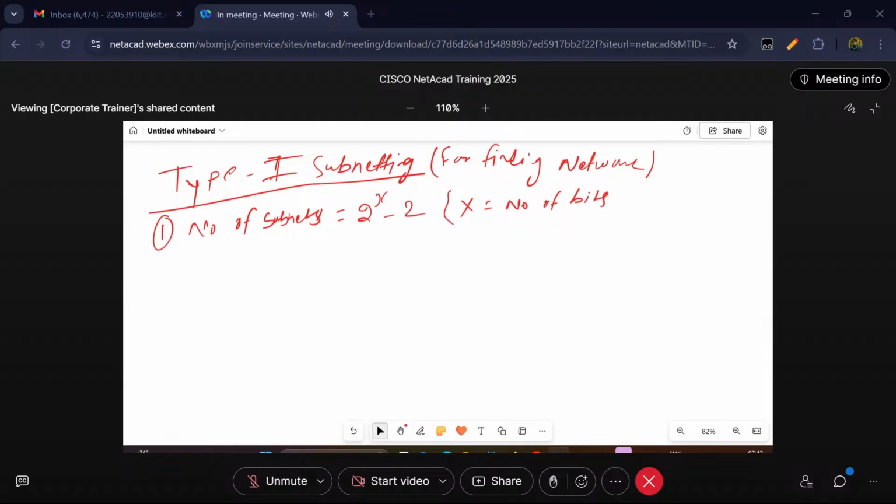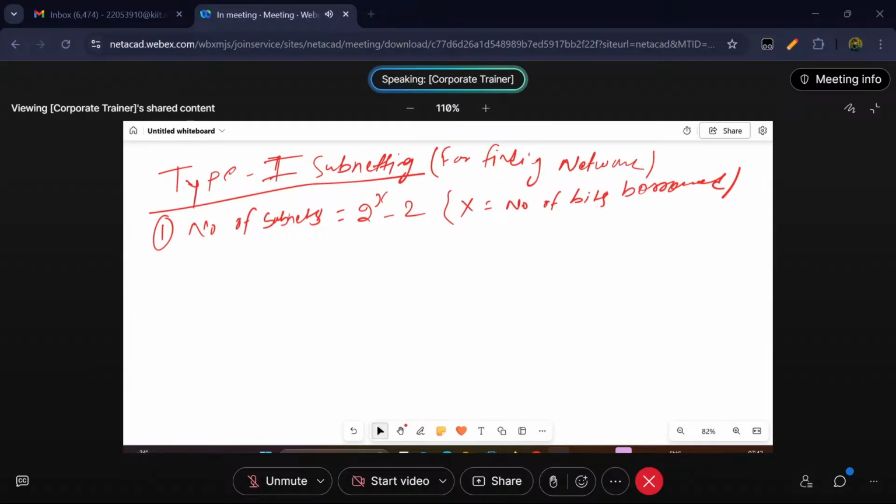So is it the same calculation as the number of hosts? No, that is for finding the network. I'm just calculating. If you require subnetted networks, like if you have a requirement, how will you calculate the values? First you have to calculate the number of subnets. So the formula is 2 raised to the power x minus 2, and x is the number of bits which will be borrowed. I will tell you with the example here.